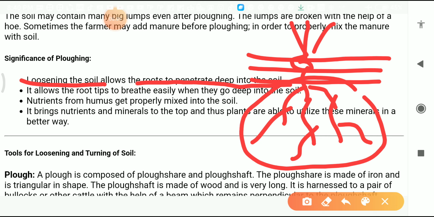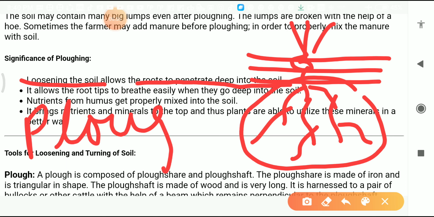That's why we loosen the soil, and for loosening the soil we use the implement, that is the plow. Now understand why we do the plowing. The first benefit of plowing is that roots can go easily inside the soil, and it will help in the growth of the plant.